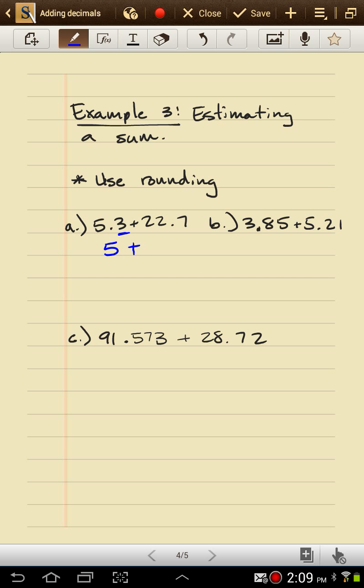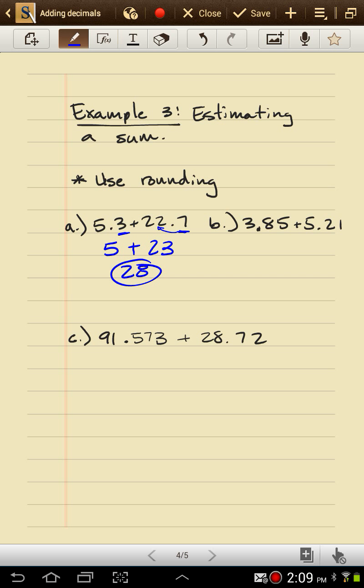22.7 is going to round to 23, and that's because the 7 is 5 or more, so it's going to make this 2 a 3. Now I can do 5 plus 23, which is 28. Now again, that would be a lot easier to do in my head than actually doing the problem. Okay, I can much easier do that.